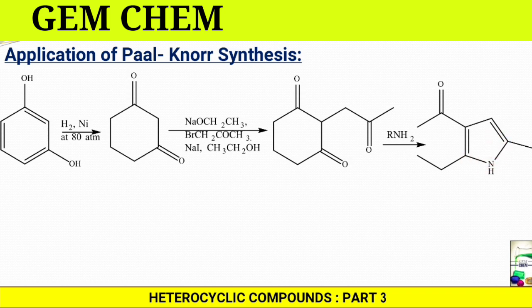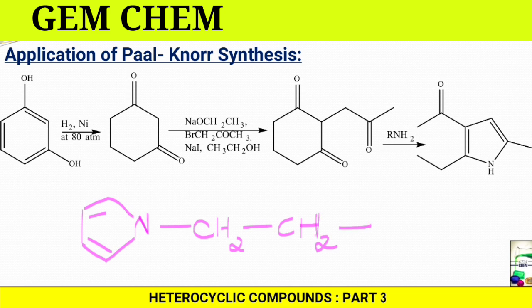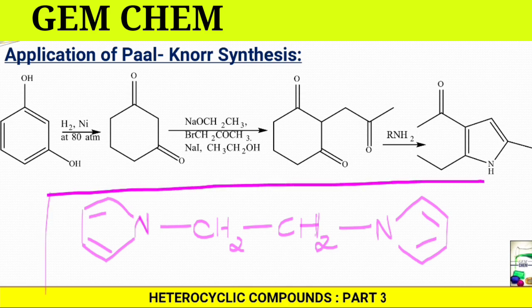Hope I have made the most out of it. And another one is that try to synthesize this particular molecule and see to it if you can do it or not. So this is your target one. Here you have nitrogen and a pyrrole ring. So CH2, CH2, N, and you have this again another pyrrole ring. So this is your checkpoint. You need to synthesize this one.